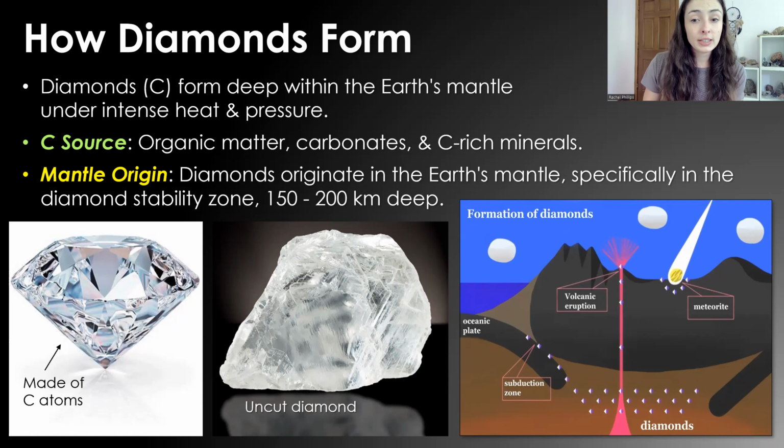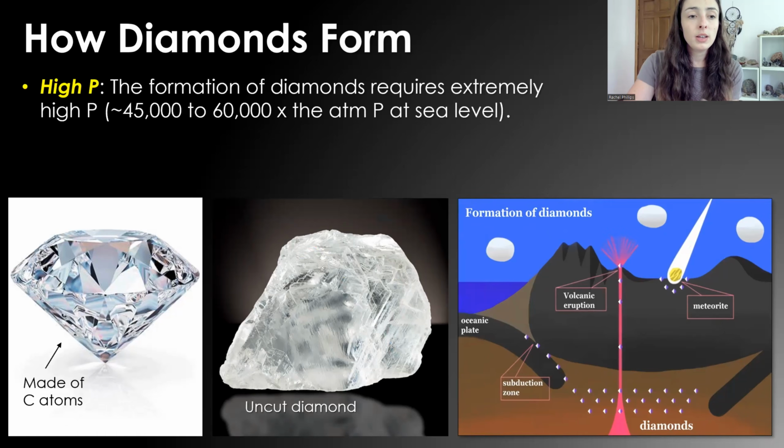There's actually a specific diamond stability zone where diamonds typically form around 150 to 200 kilometers depth in Earth's upper mantle. And I did see some papers that discussed much deeper mantle diamond zones, but this is the typical one that people talk about when they talk about the stability zone of diamonds in Earth. And the pressure required for diamond formation is typically 45 to 60,000 times atmospheric pressure at sea level.